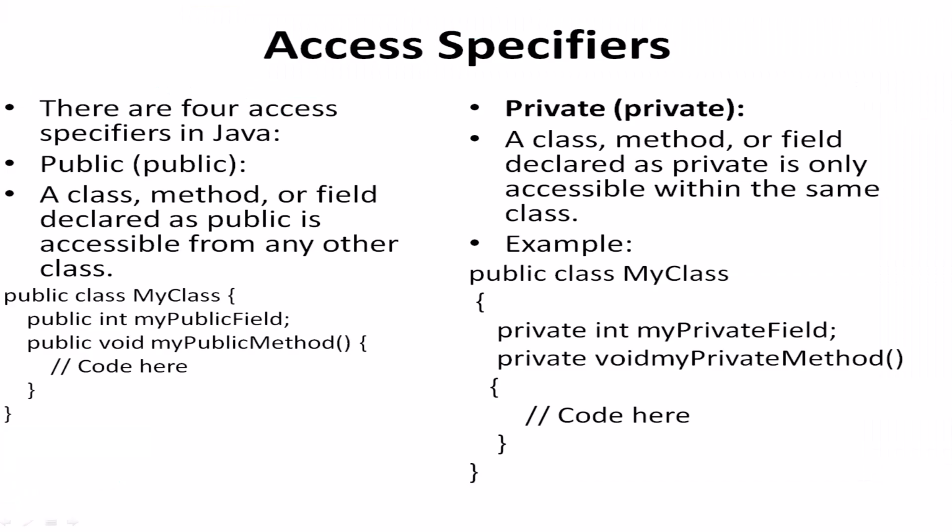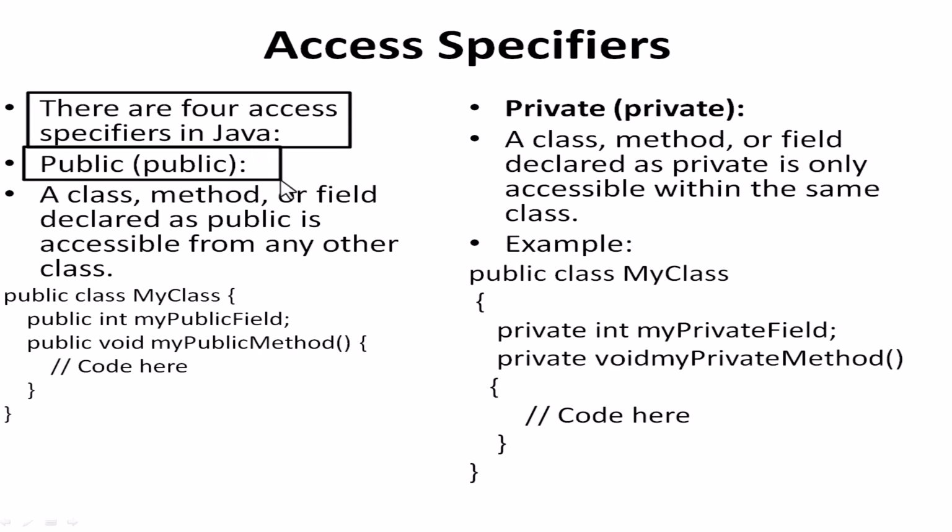Next one is access specifiers. Basically, what are access specifiers? Let us discuss. There are 4 access specifiers in Java: public, private, protected, and default. Let us see. Public. Let us see one by one.